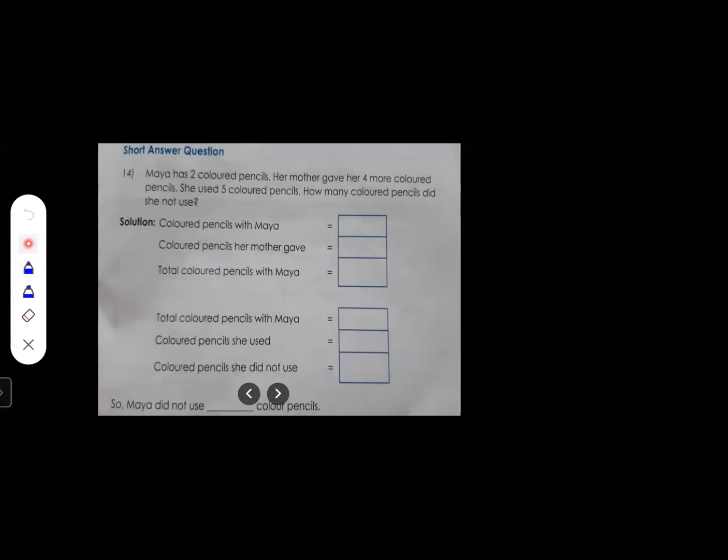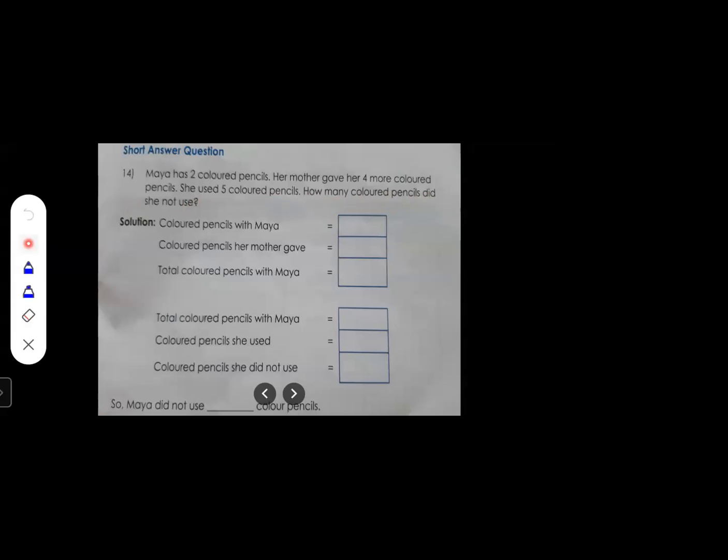What is written over here? Maya has 2 color pencils. Her mother gave her 4 more color pencils. What did her mother give? Her mother gave her 4 color pencils. She used 5 color pencils. How many color pencils did she not use?